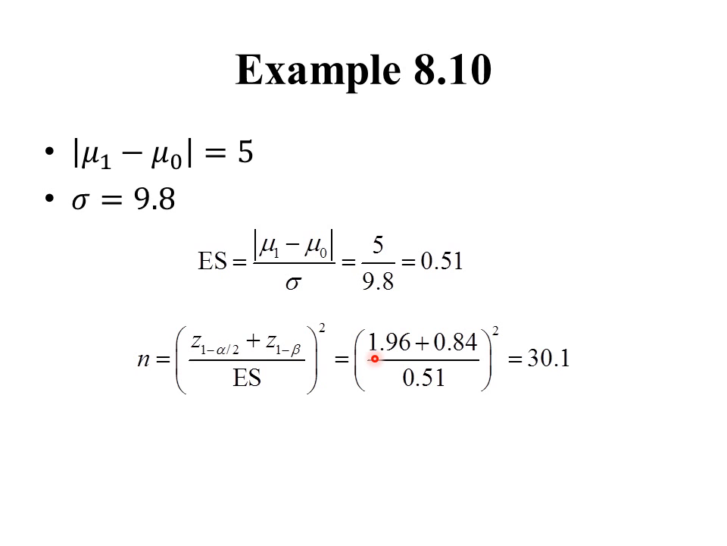These critical values are 1.96 and 0.84. Divide that by 0.5. Do that arithmetic, square it, and we get 30.1. And so we're going to round that sample size up. And so that tells us that we're going to need a sample of at least 31.